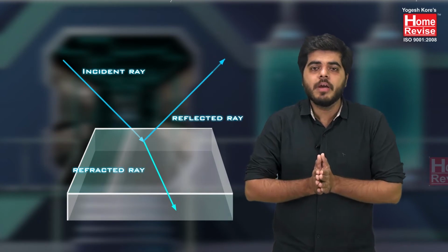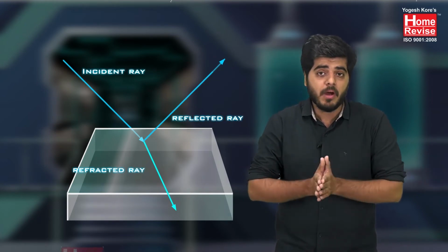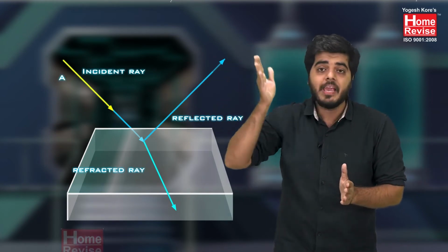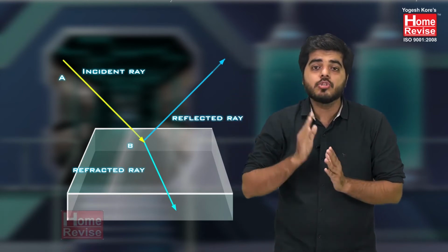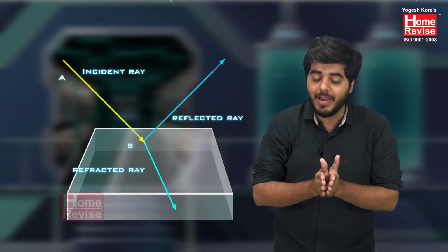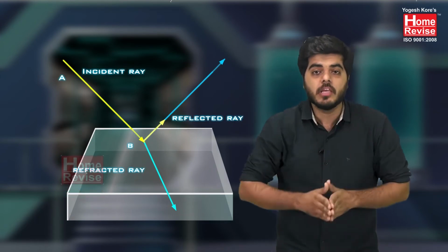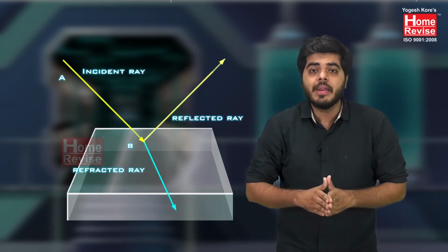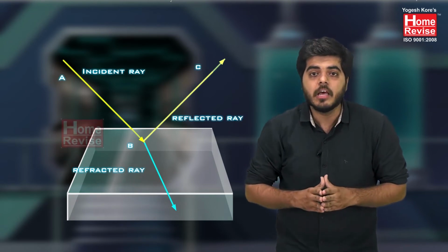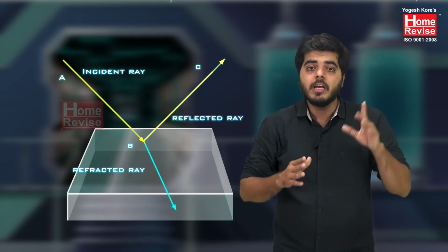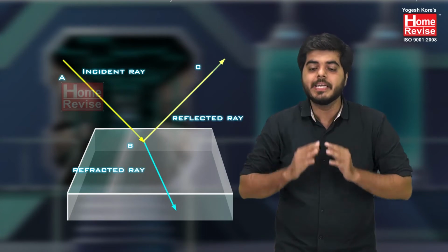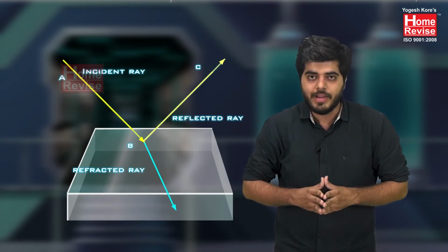Okay, so if an incident ray is coming, if you remember, we have named our ray as AB. So AB is striking and suffering partial reflection. Partial reflection means it will strike and go backwards. It goes backwards from B towards C. So B to C, this ray we will call the reflected ray. So this is our reflected ray.